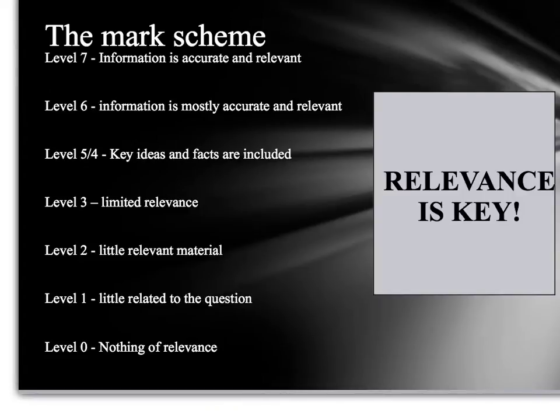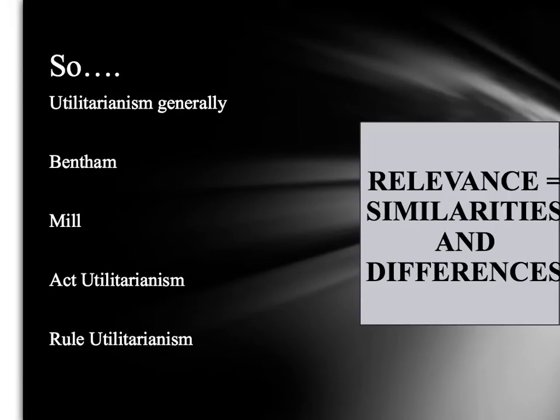So what you don't want to do is just spout out a general essay to a question that, for example, asks about Mill. You don't want to give an essay which generally talks about utilitarianism, because that is not all going to be relevant to an essay specifically on Mill. So the question is, how do we actually go about planning for relevance?